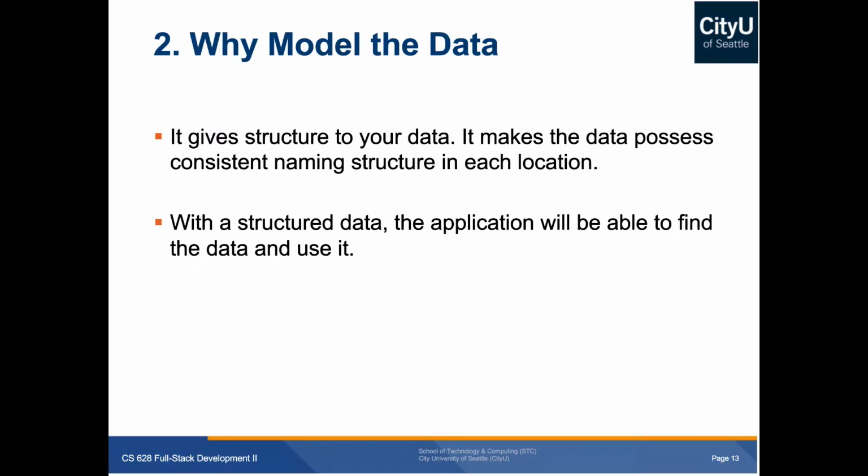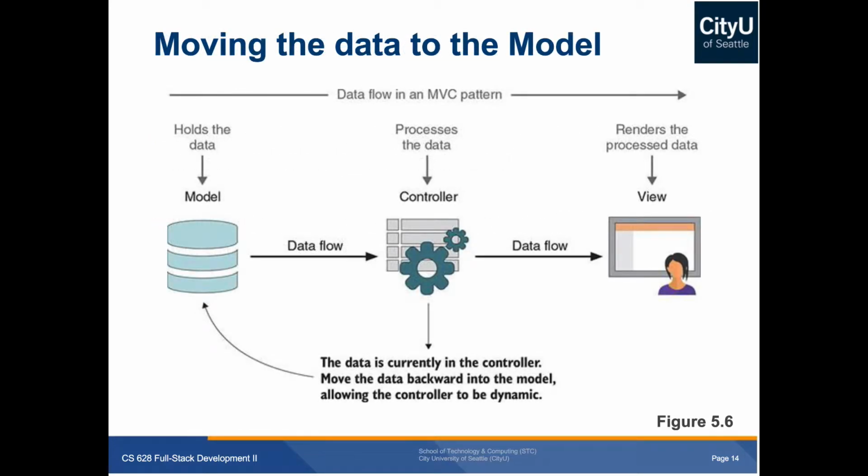Okay, so why model the data? So that your data has structure. It makes the data have consistent naming structure in each location, easy to retrieve, easy to manipulate, easy to find. Moving the data to the model: the data is currently in the controller, and we now want to move the data backward to the model, allowing the controller to be dynamic. In the last lesson we still had hard-coded values, such as descriptions, in the controller. We now move that to the model, but instead of the hard-coded text, we now have queries that interact with the database. The model would be the last one, and it would query the database.